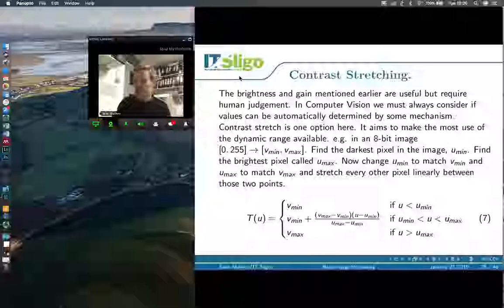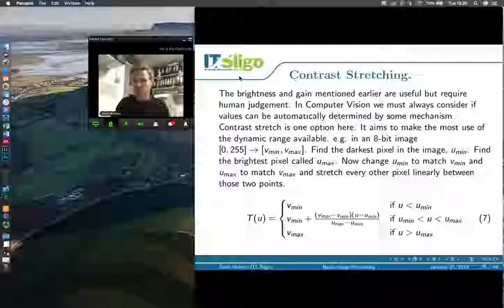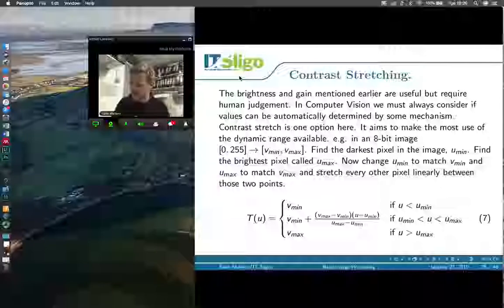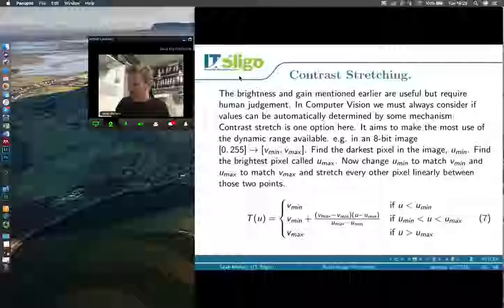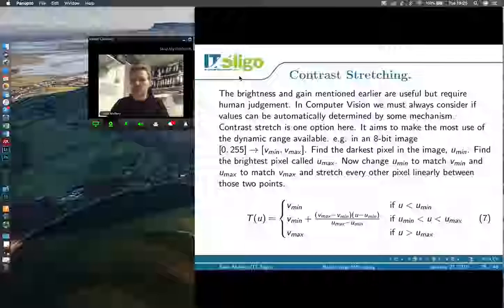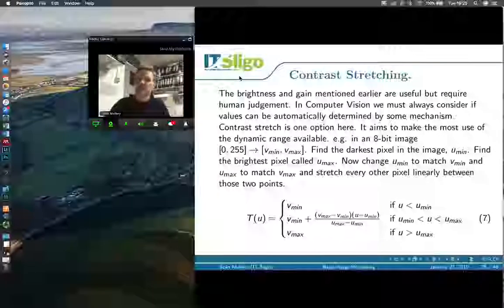Now, contrast stretching, which I would definitely consider, well, actually, would I consider it an enhancement or a correction? It is difficult to tell. The brightness and the gain that we mentioned earlier are useful but require human judgment, and in computer vision we must always consider if the values can be automatically determined by some mechanism, and contrast stretch is one option here.